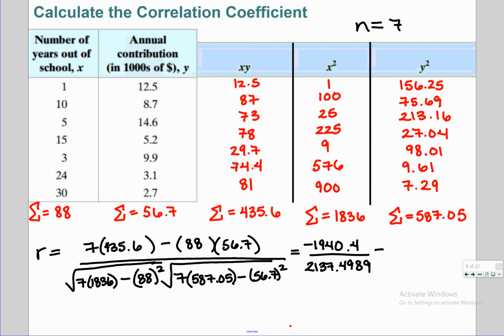And I get -0.908. If I give it 3 decimal places, -0.9077 it was. Okay, so if you had to describe that correlation, would we say positive or negative? Negative. We would say negative. Would we say strong or weak? Strong. We would say strong because it's relatively close to -1.